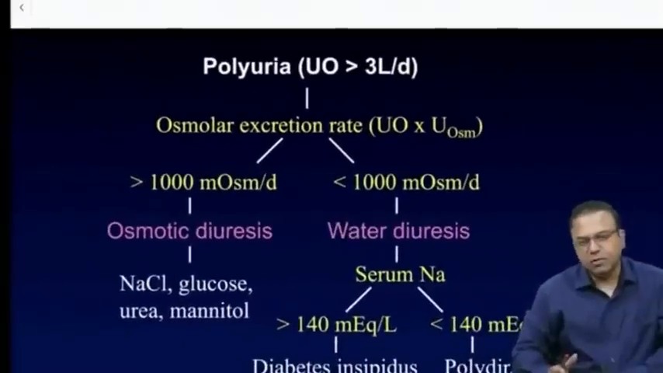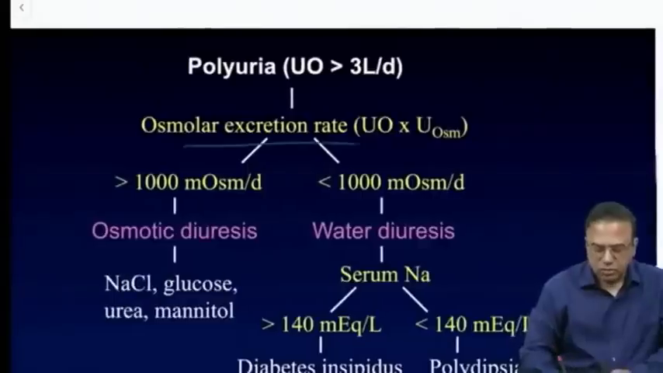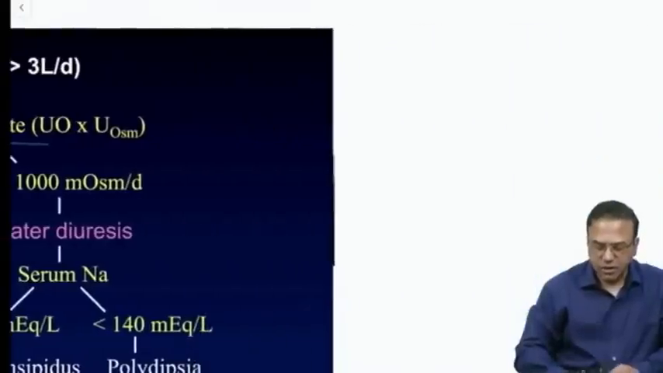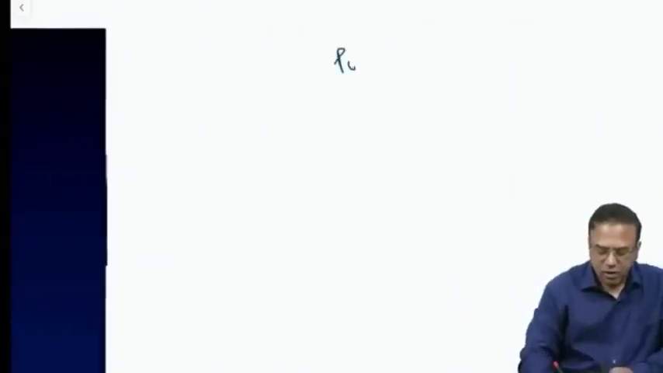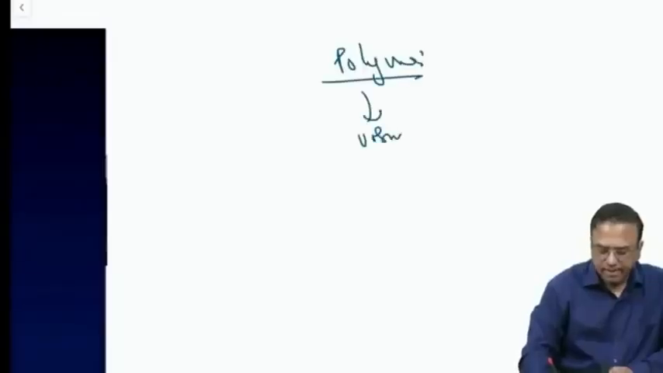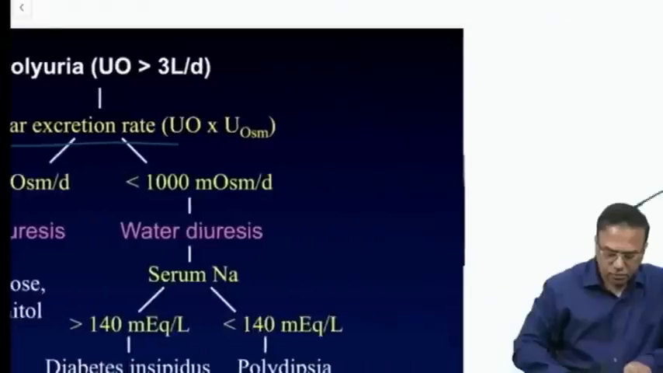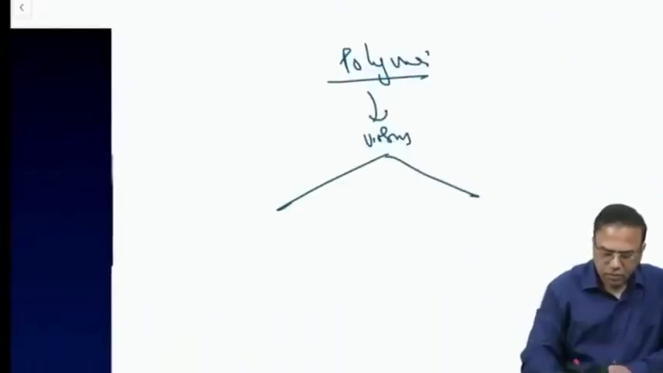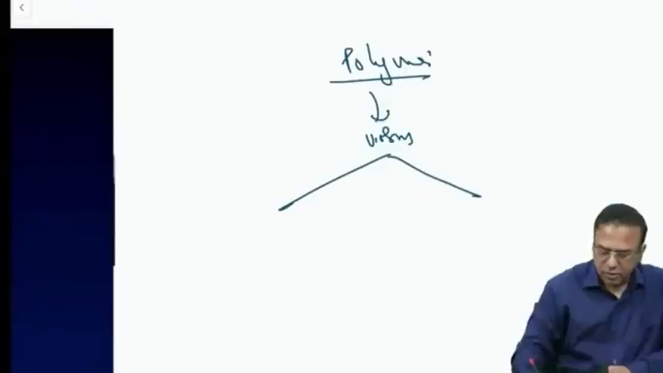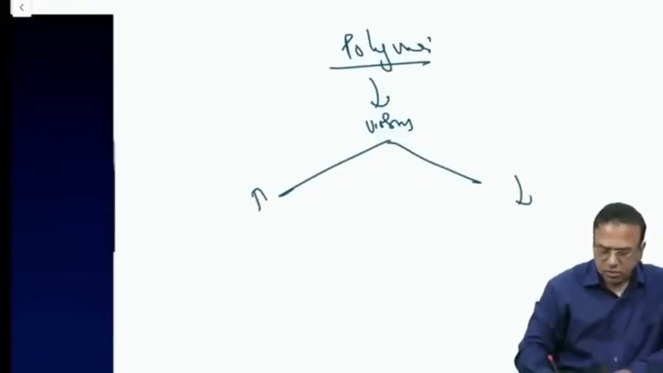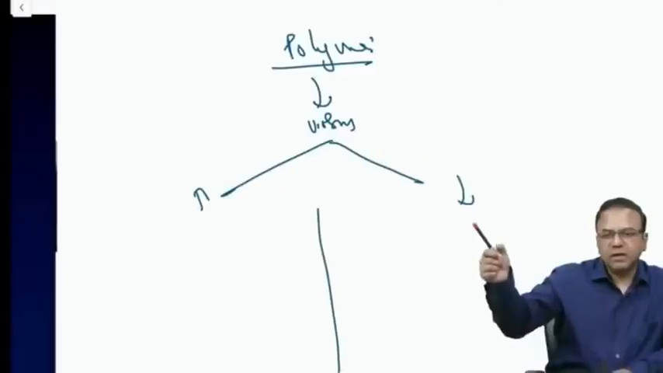Sometimes in our exam for polyuria, they'll tell you about something called osmolar excretion. Now what's the concept of this? See, when you have somebody coming with polyuria, earlier what we used to do is look at the urine osmolality, whether it is dilute or concentrated.